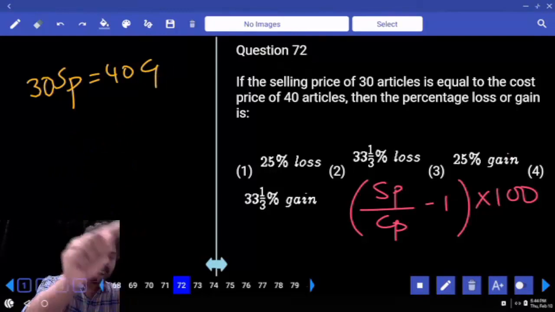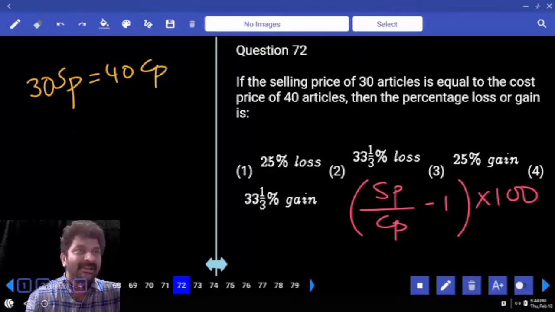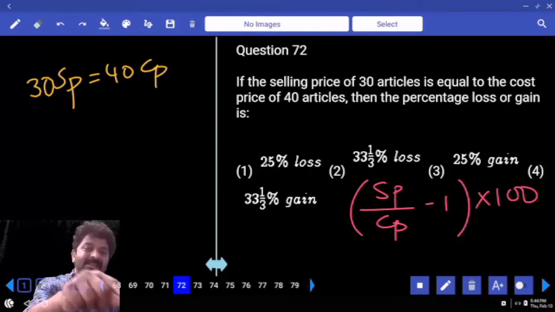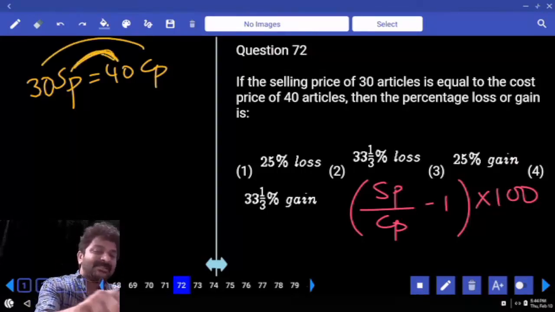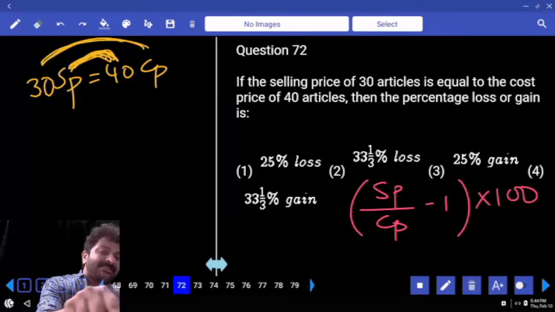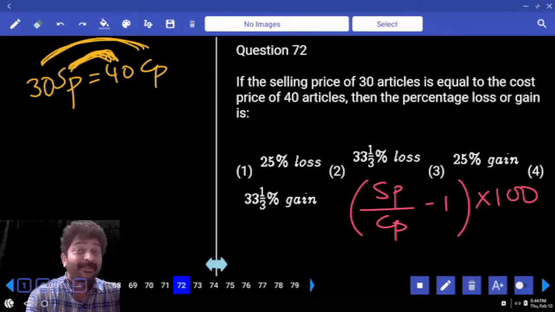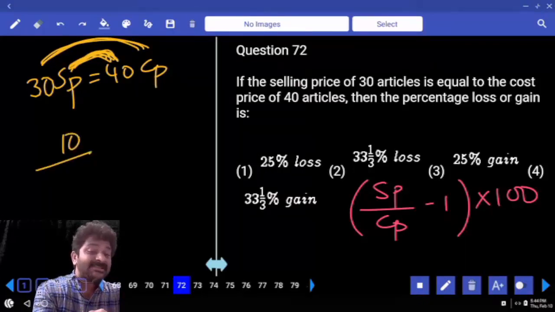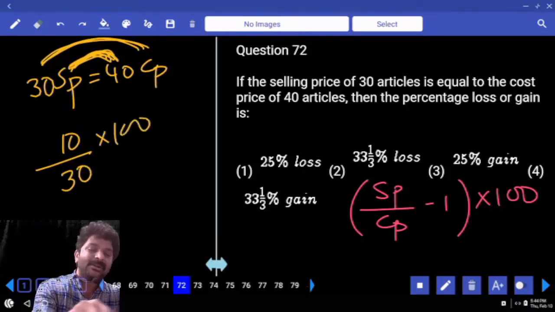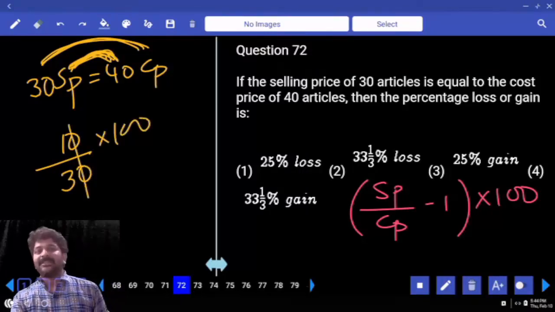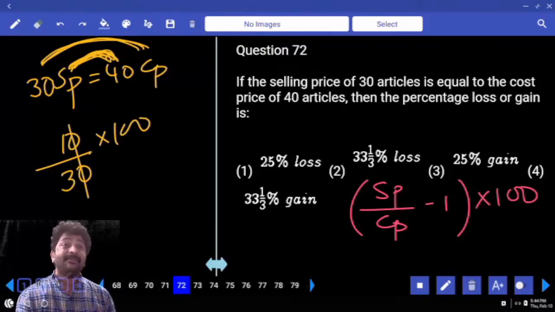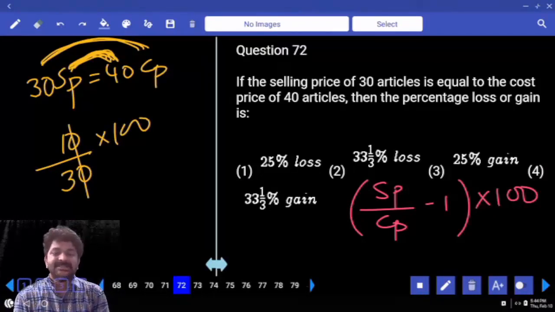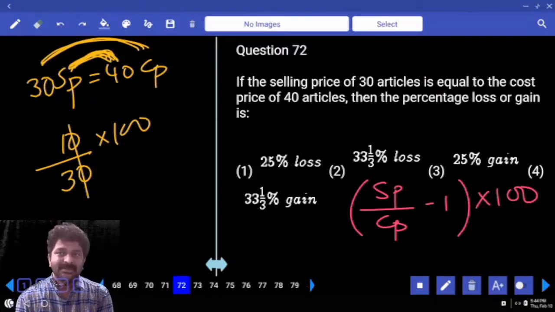Instead of doing it this way, there is another way also. Do remember, when you have information in number of articles, just go for rainbow. Selling price refers to 40, cost price refers to 30. How much is profit made? 10. Out of cost price 30, percentage into 100: 1/3, so 33 1 by 3% profit. When you have information in number of articles, just the rainbow will give you a simple answer.